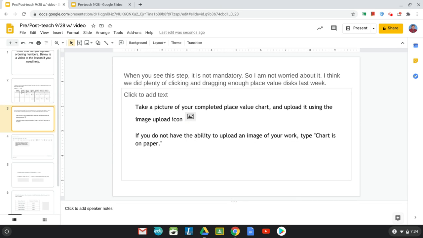Okay, and they were going to want you to, because obviously you can't write on that, take a picture, complete a place value chart. I would say don't really worry about it. It's not a mandatory thing that you have to do. Like I said, we did plenty of moving the little circle discs around last week. I think you guys got plenty of practice with place value charts. So I wouldn't worry about it.